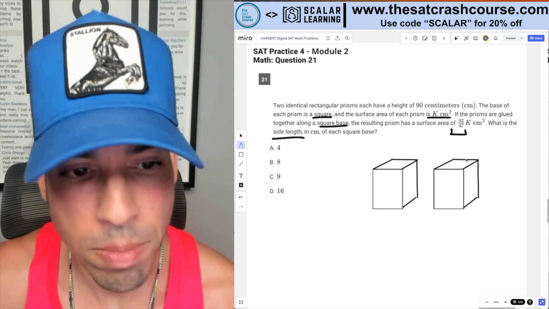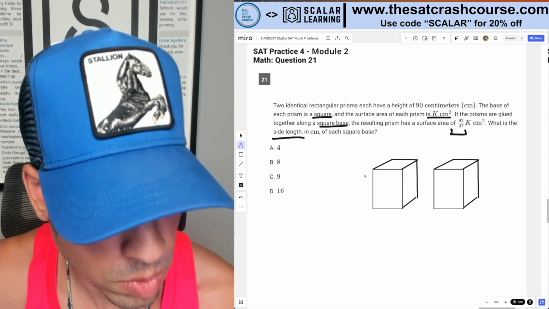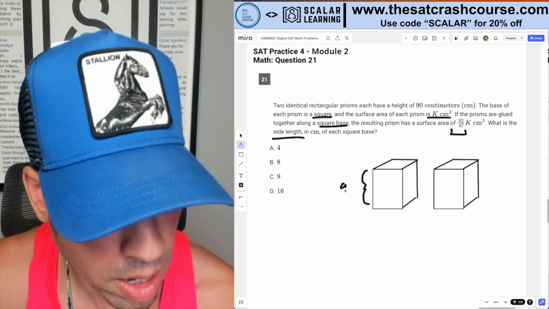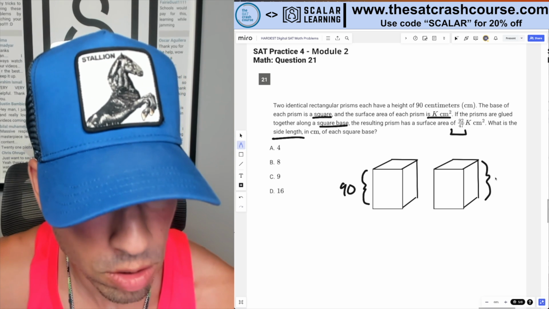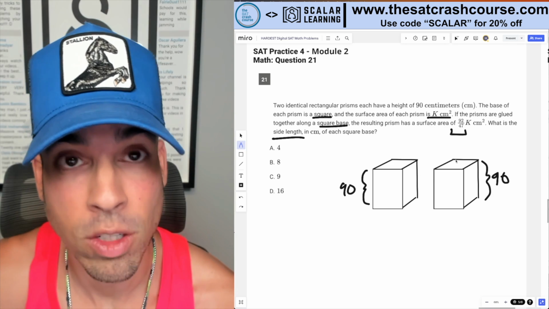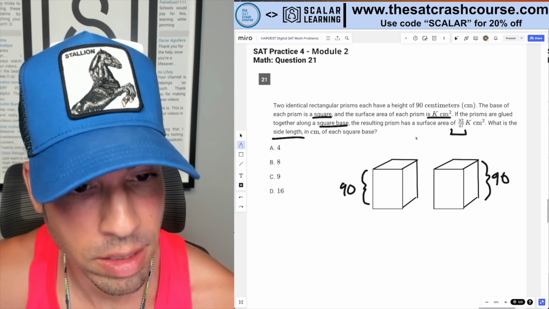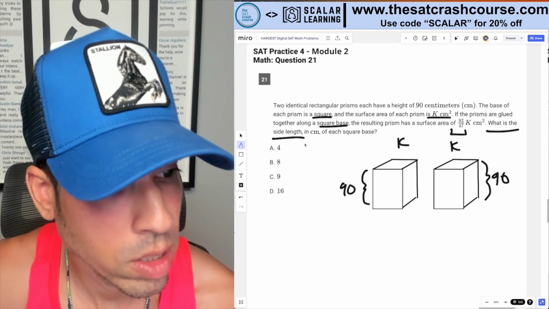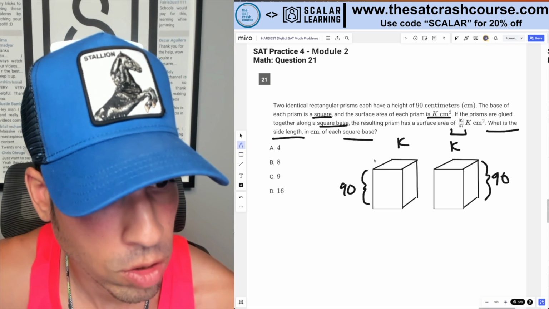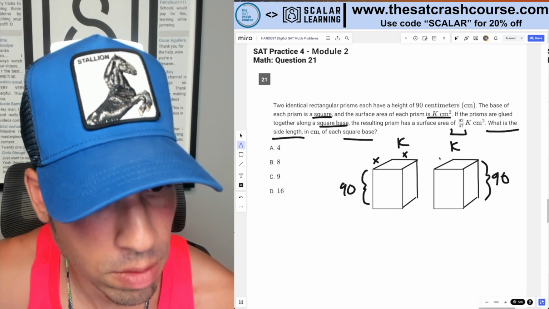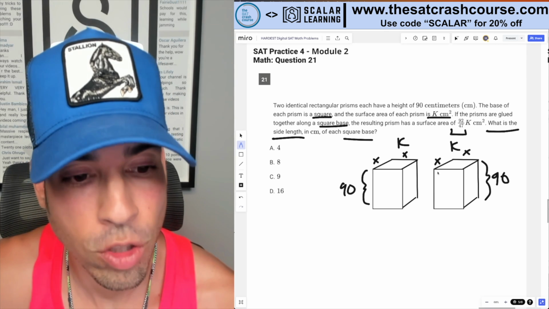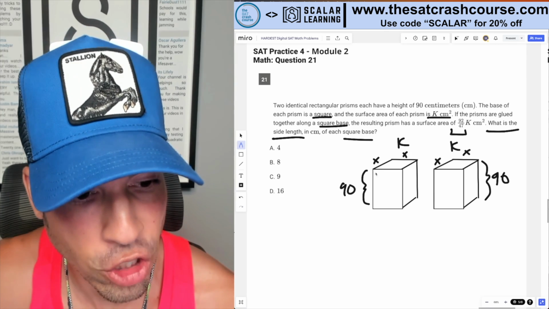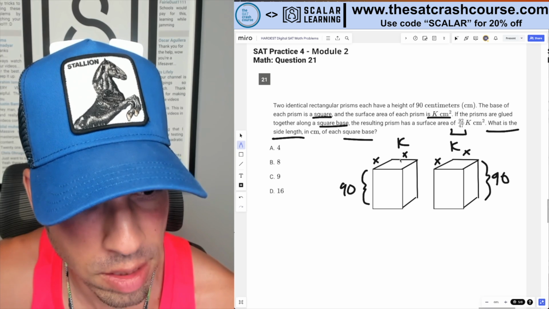All right, so here are my identical rectangular prisms, and it says that they both have a height of 90, so let's write that out here. Now it says that each prism in total, the surface area, is K. And the final question is asking, what is the side length of each square base? So we're going to call the side length of the base X. So now we're going to create an expression for the surface area based on this being X and X.